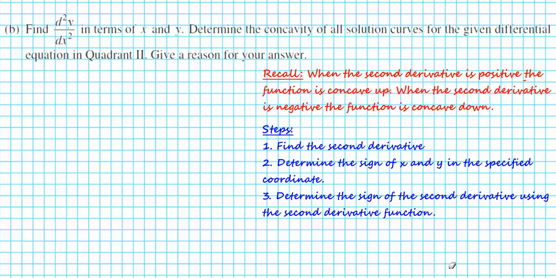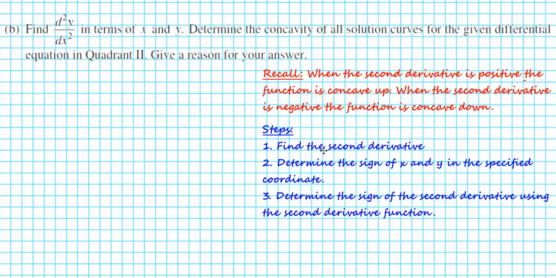All right, let's take a look at the B part. We're to find d squared y dx squared in terms of x and y. Determine the concavity of all solution curves for the given differential equation in quadrant 2. Give a reason for your answer. Okay, so what on earth is this? d squared y dx squared. That is the second derivative, okay?